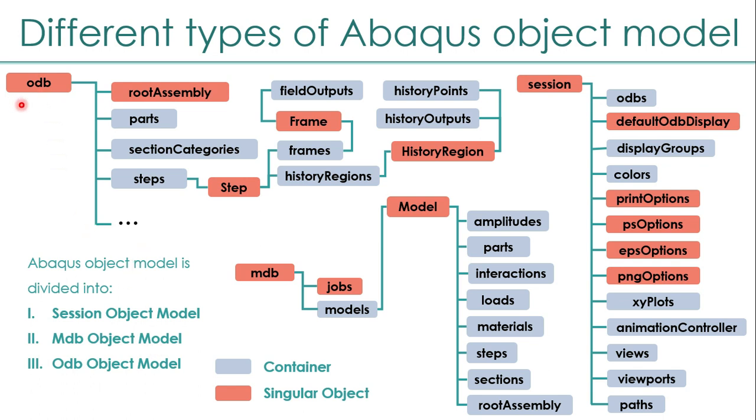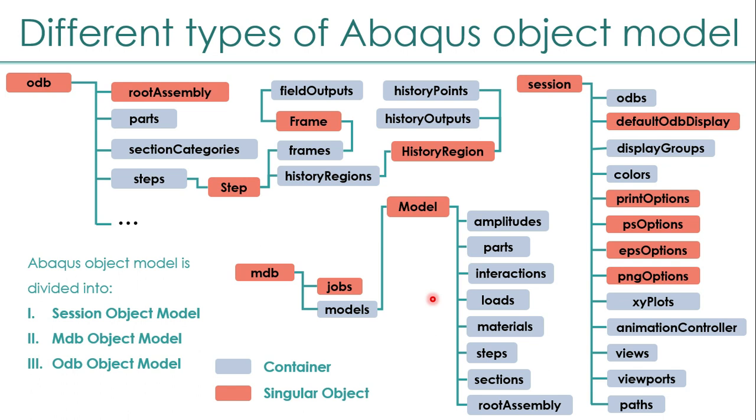For example, if you want to do something with the graphics, like rotate the model or change a view, then you obviously have to use the session object model. If you want to make changes in the model database, then obviously you have to use that model. For example, if you want to apply a load, you follow this hierarchy: MDB, then models, then model, then you can access the load. You can understand something like that from this. So basically these are the three types of Abaqus object model.